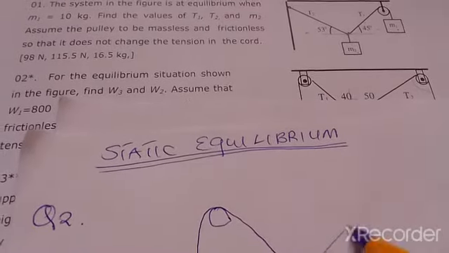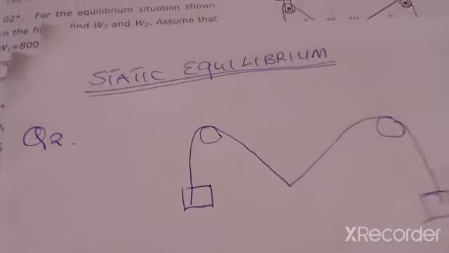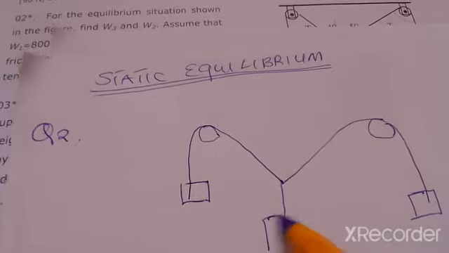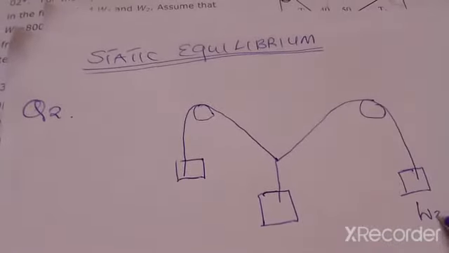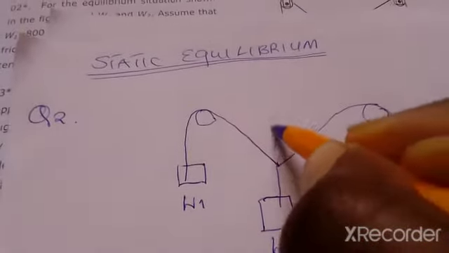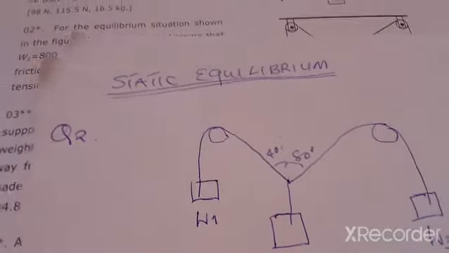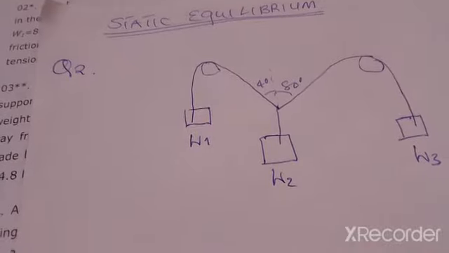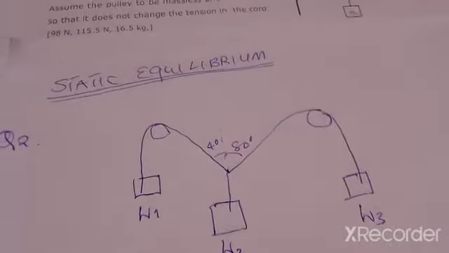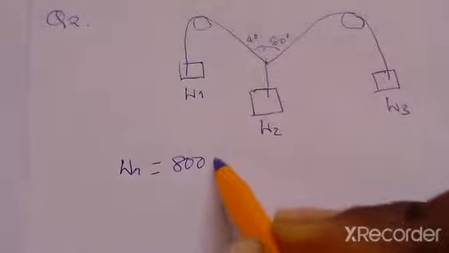Okay, so we have a mass there, and we have another mass here, where this is W3, W2, and W1. Now these are acting at 40, and this is acting at 50 degrees. So this is the system that we have. Now we've been told that we can take W1 to be equal to 800 newtons.